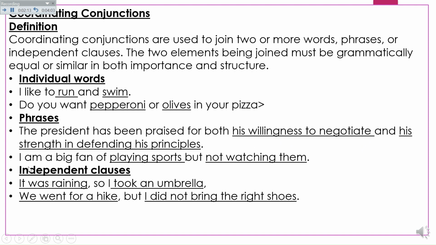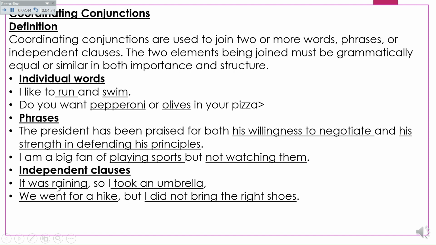Let's take another example. I am a big fan of playing sports, but not watching them. Playing sports is a phrase because it does not have a subject and a verb. And not watching them is also a phrase because it does not have a subject. So "but" is acting as a coordinator. So we don't need to put a comma before "but" because we put a comma only to separate independent clauses.